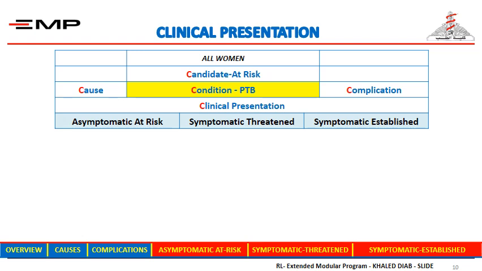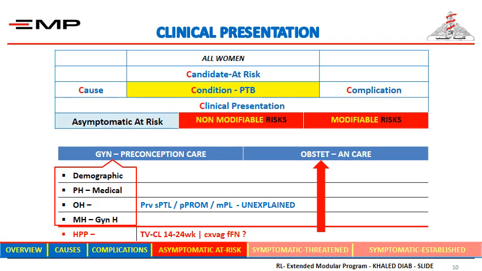In summary to previous slides, preterm birth may present in asymptomatic at-risk women or symptomatic women. Asymptomatic at-risk factors for preterm birth may be identified during evaluation, during history taking for demographic data, past medical history, obstetric and menstrual history in the setting of preconceptional care. The most important factor is an unexplained previous history of preterm labor, pre-labor rupture of membranes, or mid-trimester pregnancy loss.